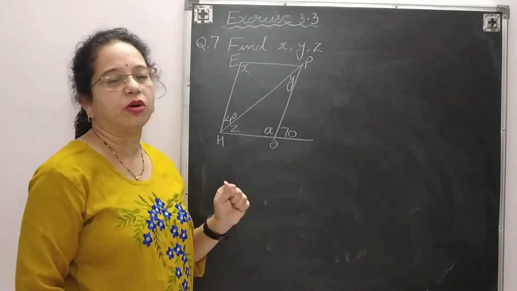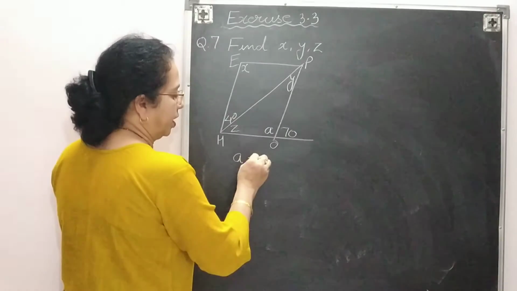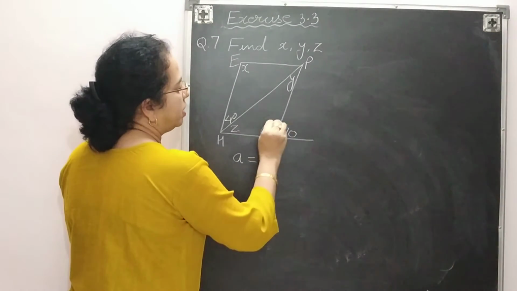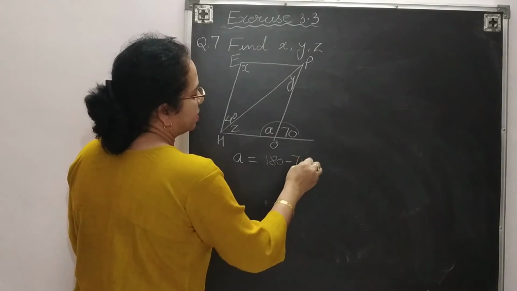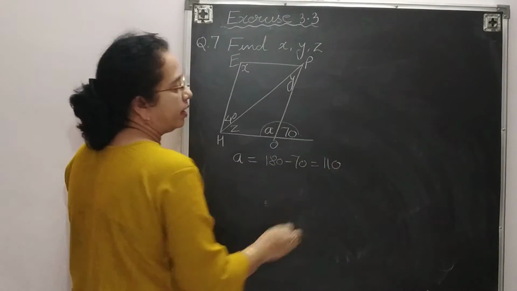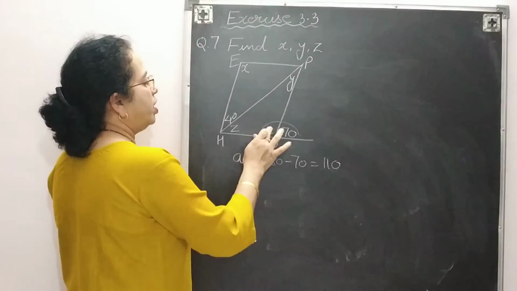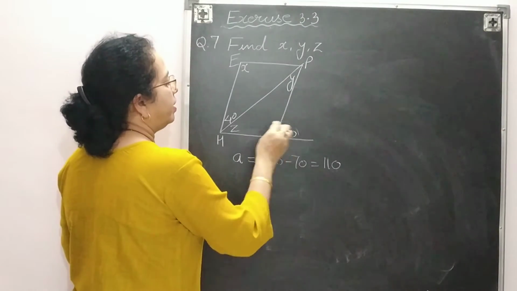Suppose I have given small letter a. So how to find out a? These two are in linear pair. So this will give you 180 degree minus 70, that is 110 degree. So now we got this value 110.